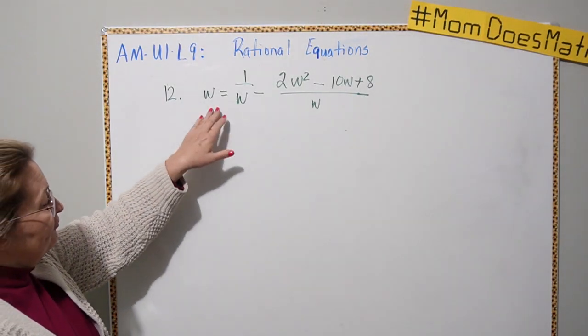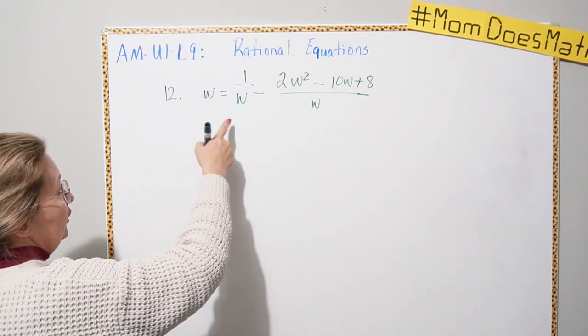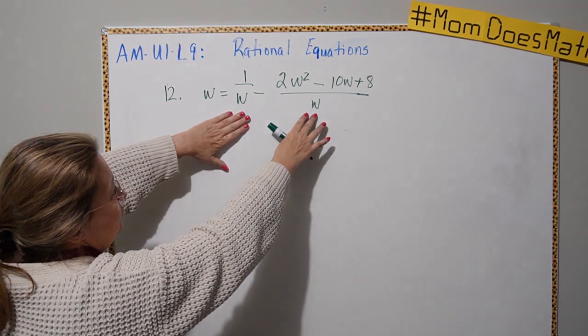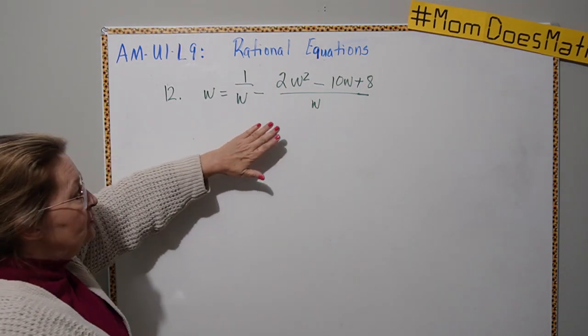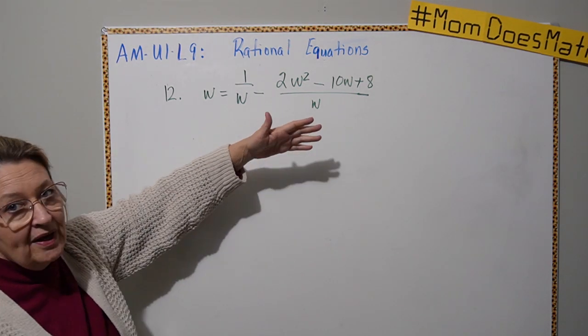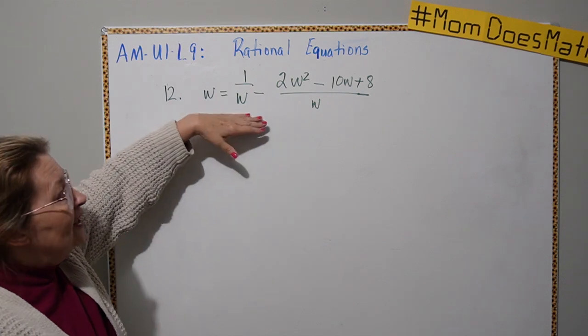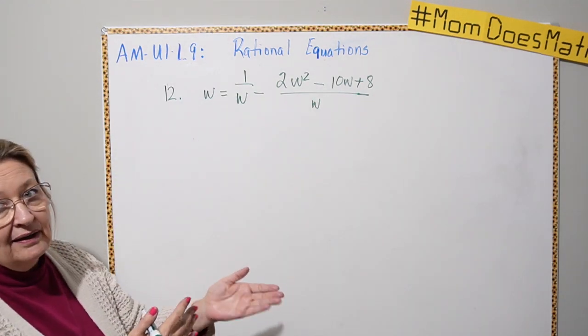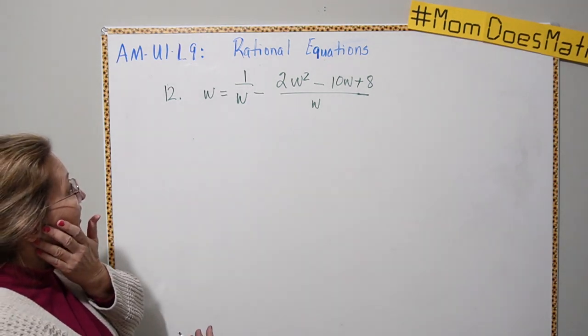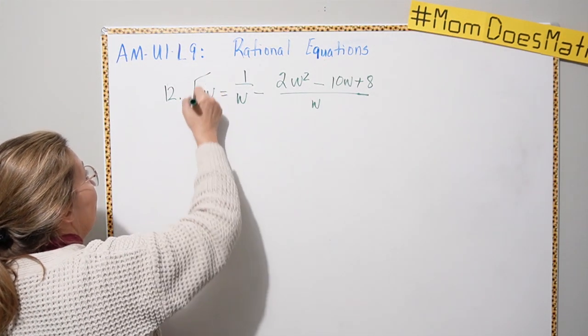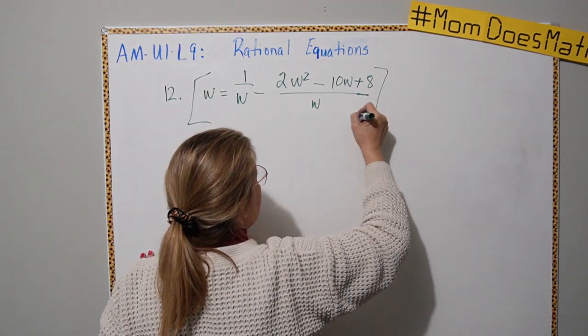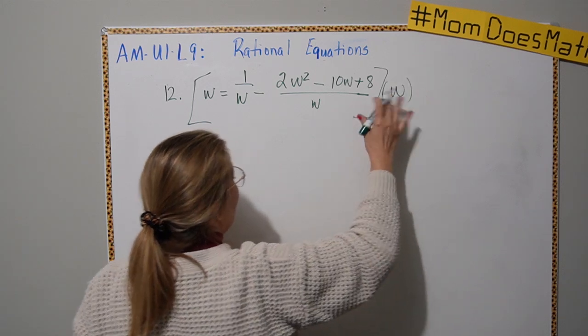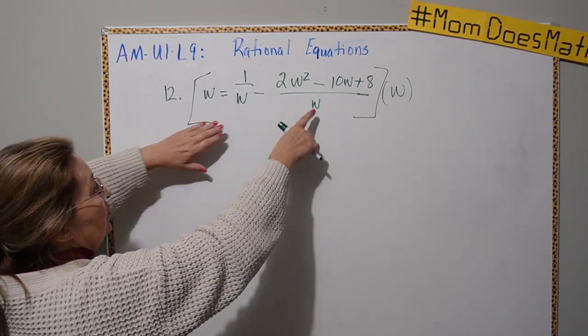Okay, here's number 12. First of all, I've got a W over here, and then I have these two fractions here, so I can't use the proportion method right off the bat. Now, true enough, these do have the same denominator, so I could combine, but that looks like it's going to get kind of messy anyway. I'm just going to go ahead and get rid of all the fractions by multiplying all the way through by the common denominator, which is W.